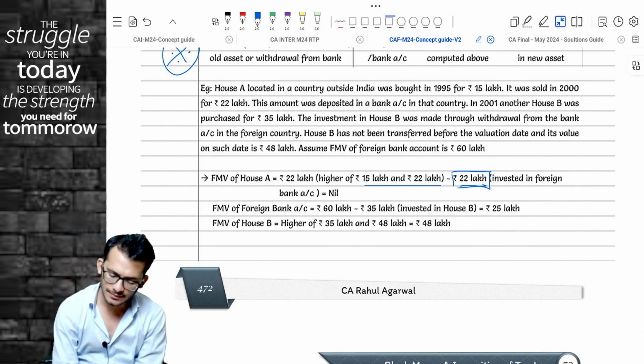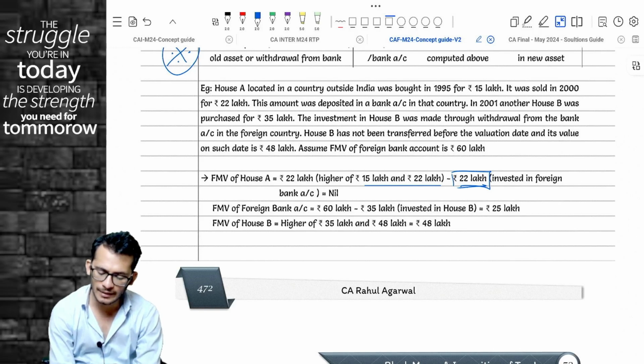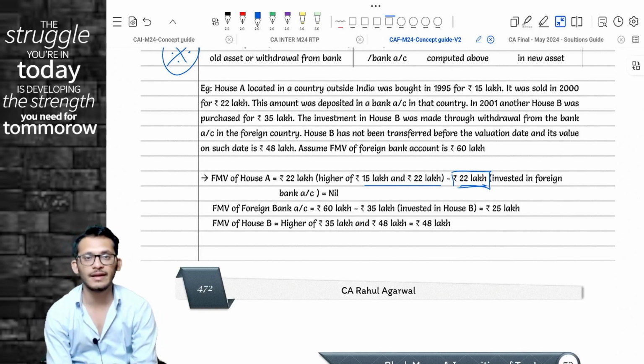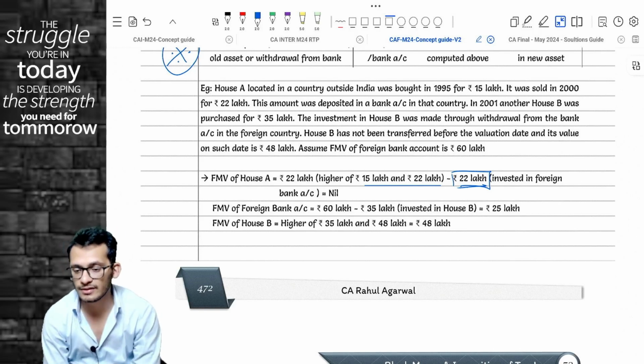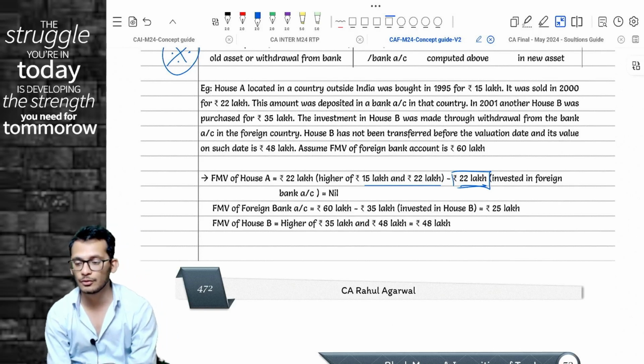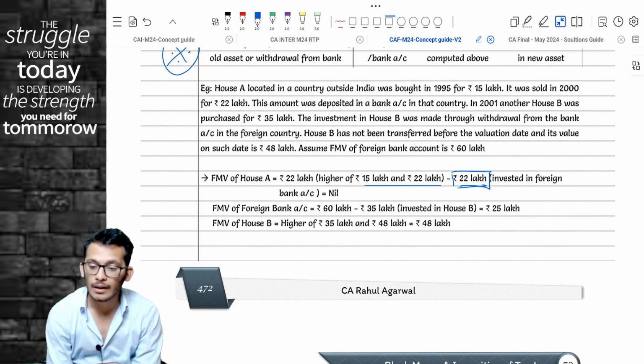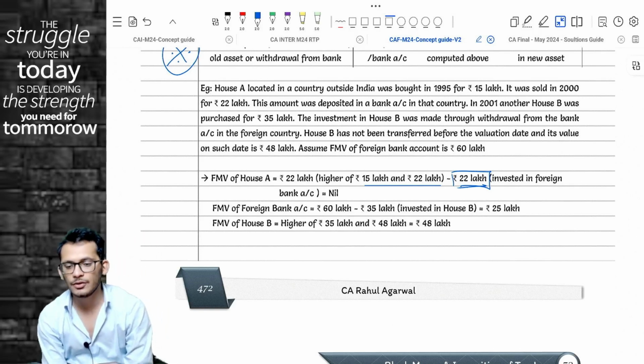Yes. Read next. In 2001, another house was purchased for 35 lakhs. The investment in the house is made through a withdrawal from the bank. Notice this line very carefully. In 2001, you decided to buy a second house. In that second house, how did you make the investment? The investment was made through a withdrawal from the bank, which means you should tax it in the hands of the bank, or you should tax it as a form of asset.